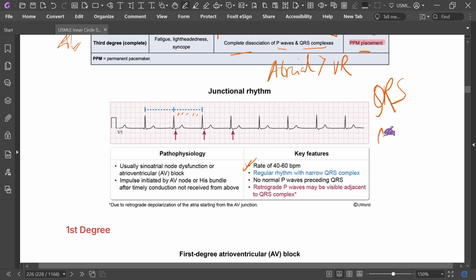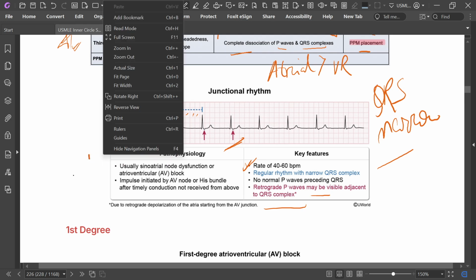QRS narrow, and no normal P wave preceding the QRS complex. A retrograde P wave may be visible with the QRS complex.